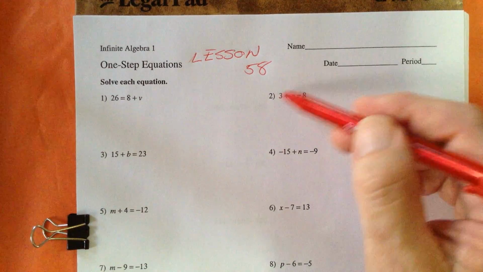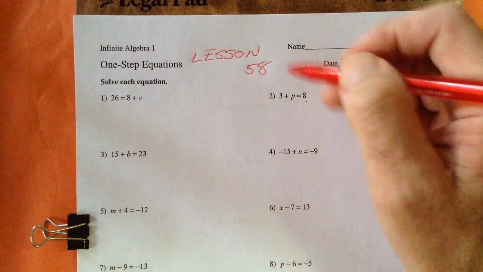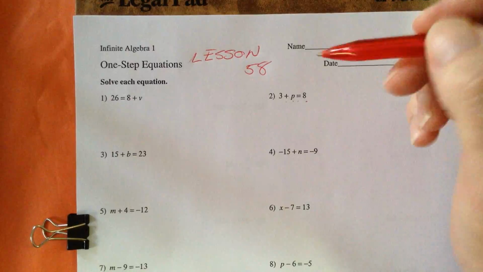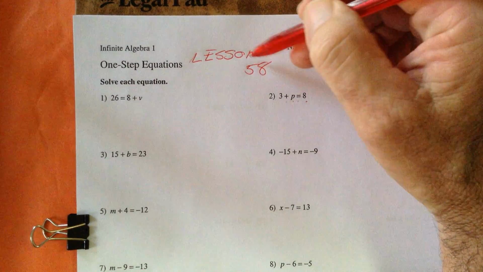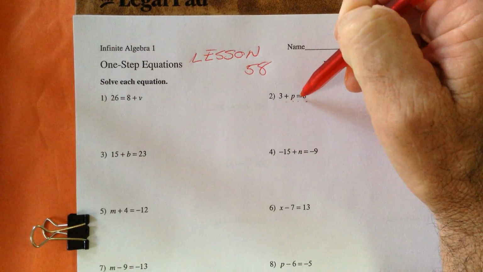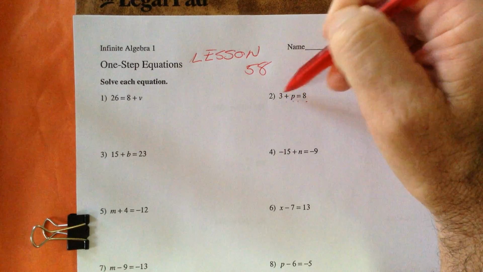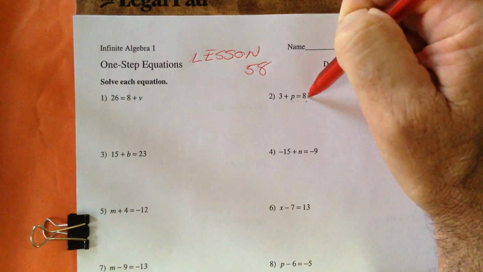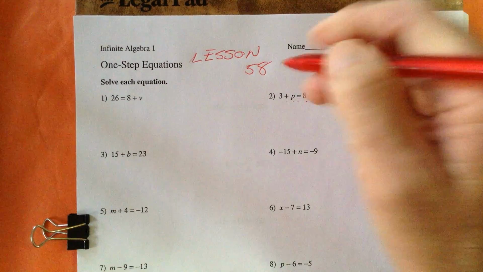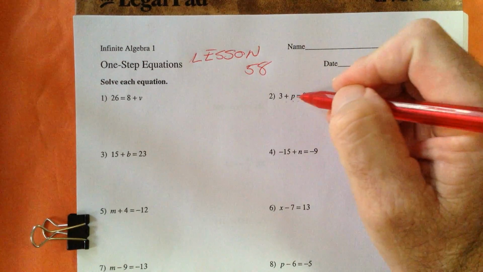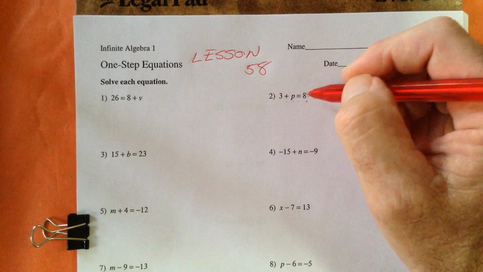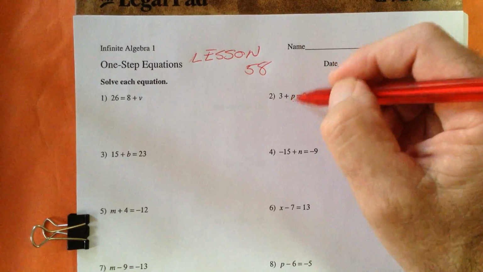Okay, but let's say it's a big problem and you're trying to isolate this letter here that we don't know. As they show in the book in lesson 58, this equal sign is like a scale. Whatever you do to one side of the scale to keep it equal, you've got to do the same to the other side. Okay? And when you're trying to find the missing number, you're trying to move everything to one side and isolate that missing number.